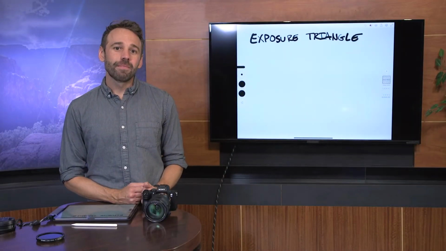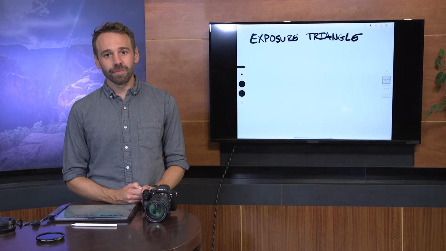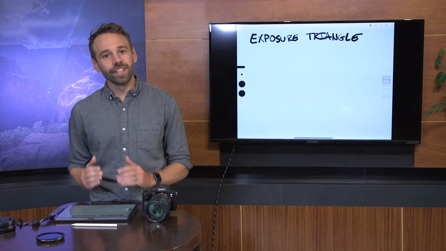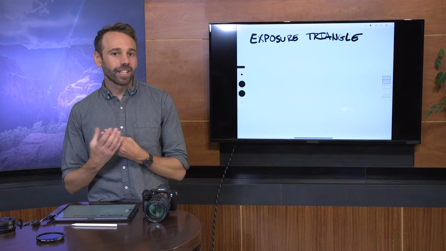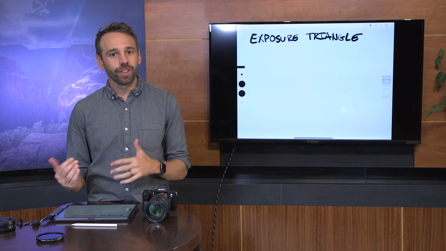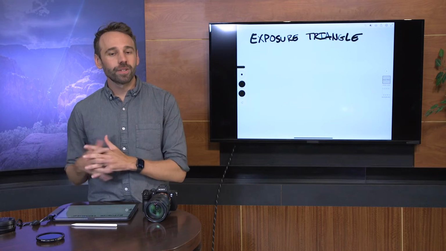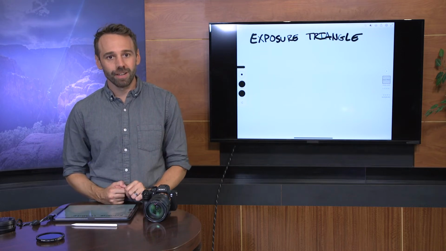Hey everybody, my name is Matt, and I'm an instructor here in the journalism department. Today, we're going to talk about the exposure triangle, which is basically three variables that we can use to control the amount of light that's coming into our camera to give us a properly exposed image.